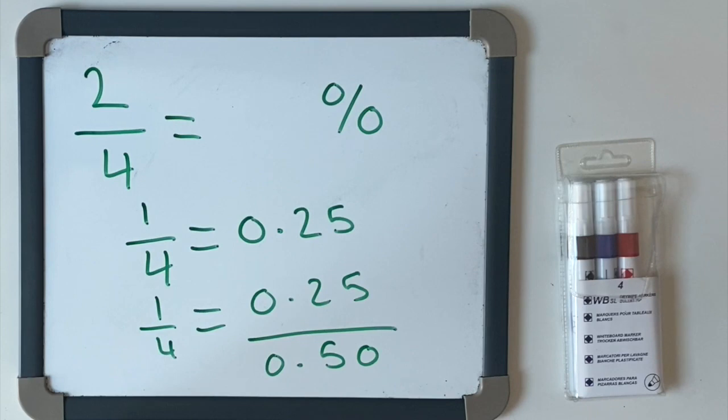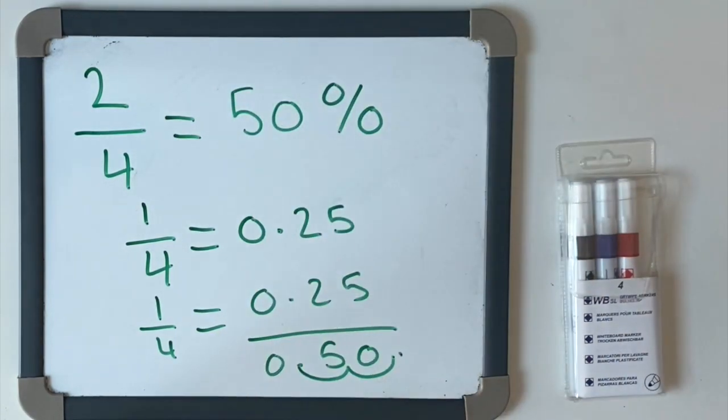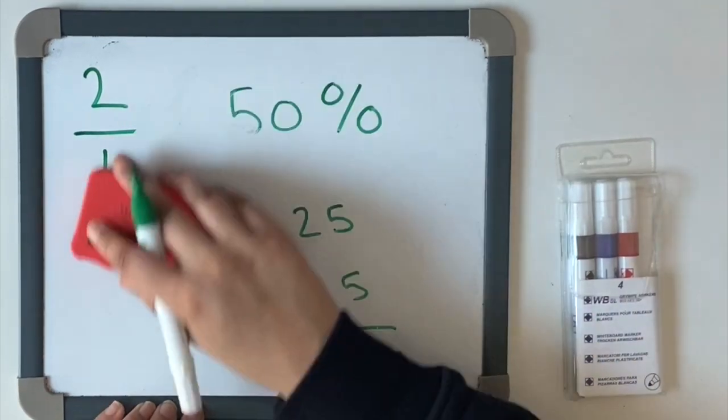So once again, we're going to multiply it by 100. 2 steps to the right, 1, 2. So the answer is 50%. Okay, let's have a look at another one. This time, have a go on your own.